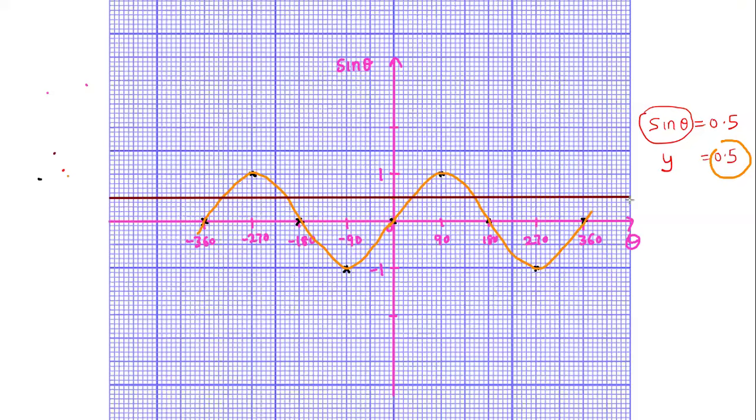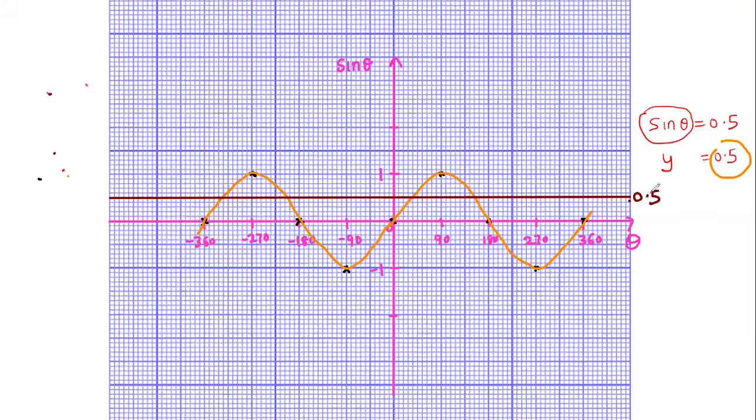Where? I need to be very accurate. Yeah. So now that is the horizontal line, and that is for when our curve is 0.5. This is when sine theta is equal to 0.5.